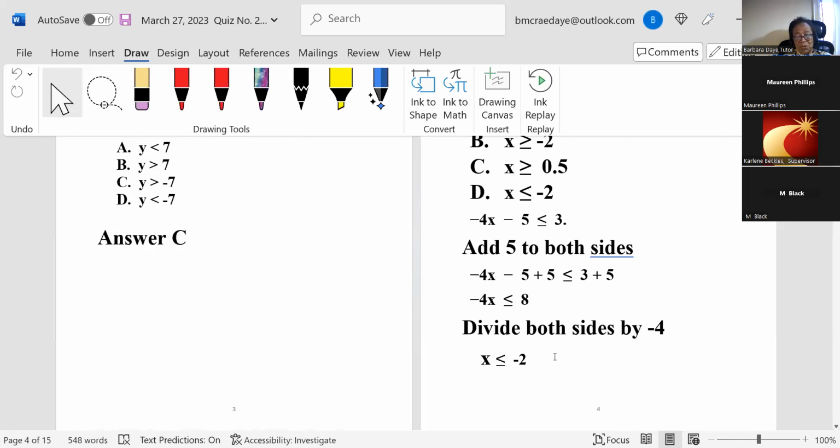But what happens when you divide by a negative, Mercedes? What's the rule? You're going to change the sign. That's it. You're going to reverse the inequality. So what does that become then, Mercedes? X is less than or equal to -2. That's the way it is now, but if you reverse it, what is it? X is greater than or equal to -2.